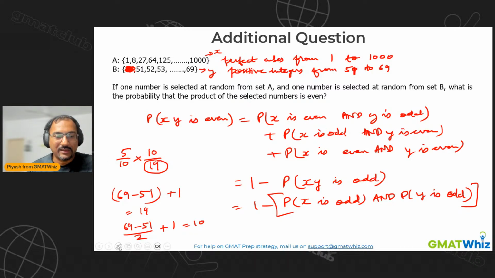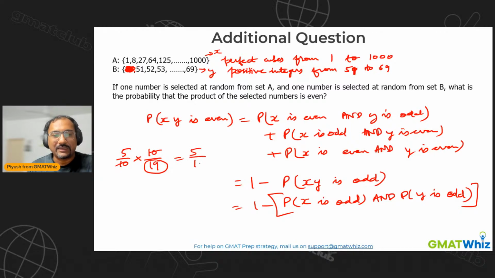I'll just erase this part quickly. It's a series related concept, and I'm assuming you guys know it. So I can just calculate this as 5 by 19. My final answer is going to be 1 minus 5 by 19, which is going to be 14 by 19 in this particular case.